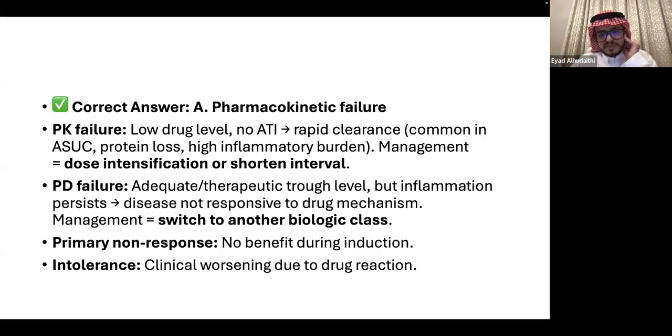Primary non-response means no benefit during induction. Secondary non-response means the patient has been responding for a while, then starts to lose the response. Intolerance means the patient develops a reaction, some develop nasty psoriasis. That's why we have to stop the medication.